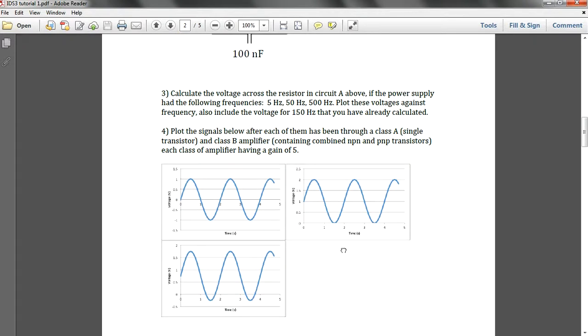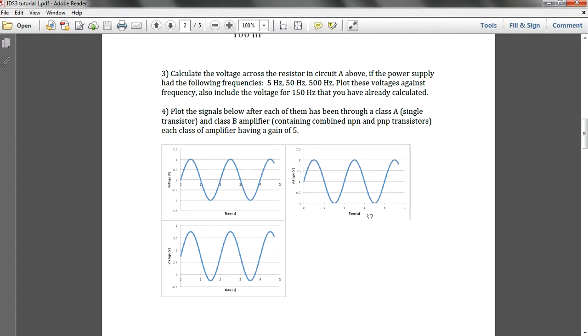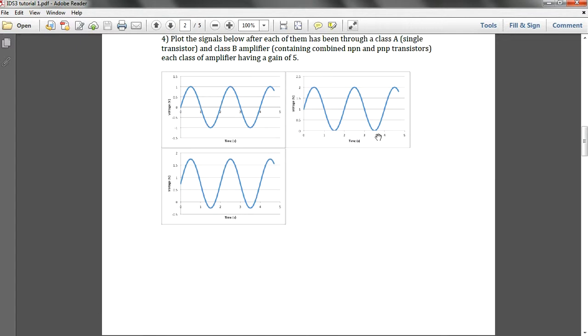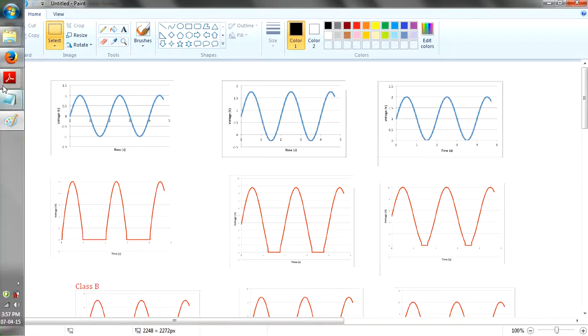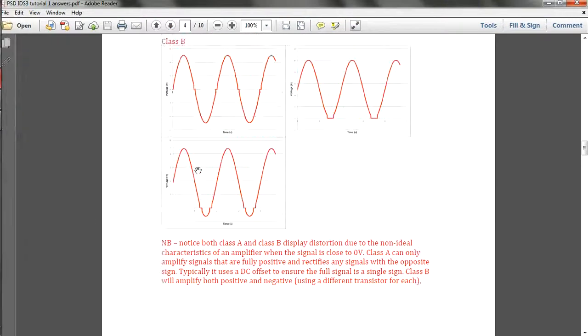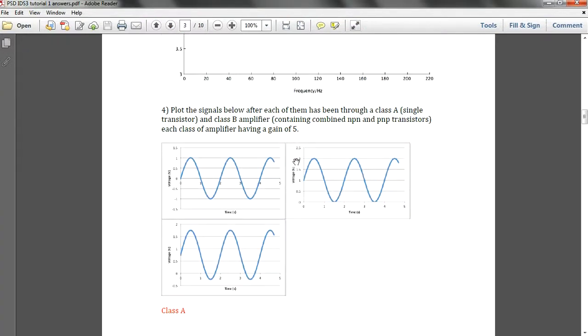Okay, now I'm going to talk about Class A and Class B amplifiers. So what is the difference between Class A and Class B? I've rearranged this from the tutorial. As you can see, the amplifier has a gain of 5, and we have signals going through a Class A amplifier and a Class B amplifier. Actually, Class A contains only NPN, I think, and Class B contains both NPN and PNP.